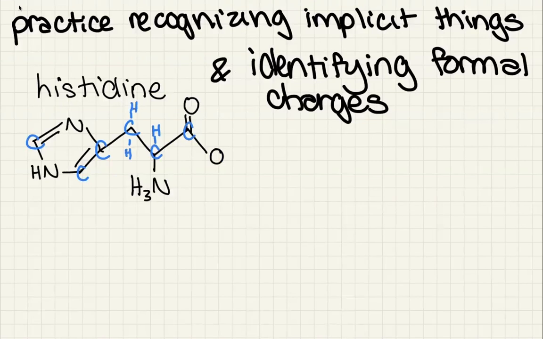This one, we have 1, 2, 3, 4, so it's good. This one, we have 1, 2, 3, so it's going to need a hydrogen. And this one, again, we have 1, 2, 3, so we're going to need a hydrogen here. Okay, so we've dealt with the carbons and hydrogens. We've dealt with the easy stuff. Now let's go over here and look at those oxygens.